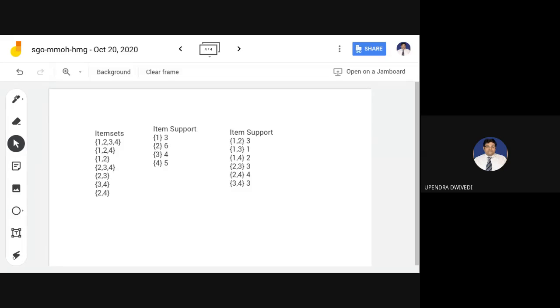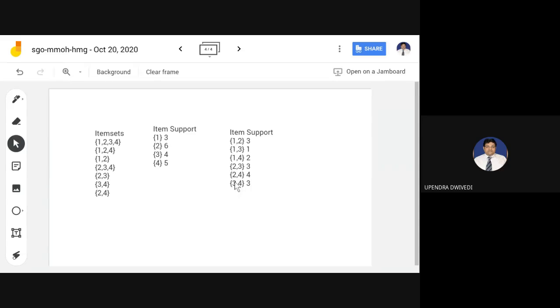Okay. So if I count the two-item occurrences at a time, you can find that 1 comma 2 has occurrence 1, 2, 3. So we put the support as 3. Now the other two-item sets can be 1 comma 3, 1 comma 4, 2 comma 3, 2 comma 4, 3 comma 4. So all the possible item sets up to length 2 have been listed here.